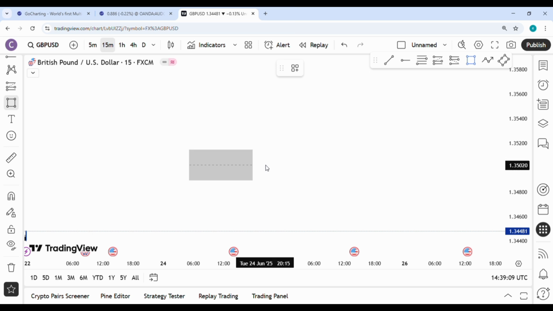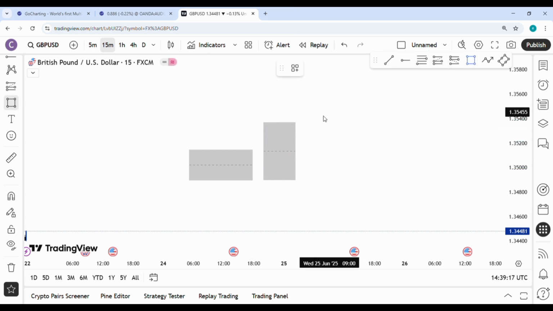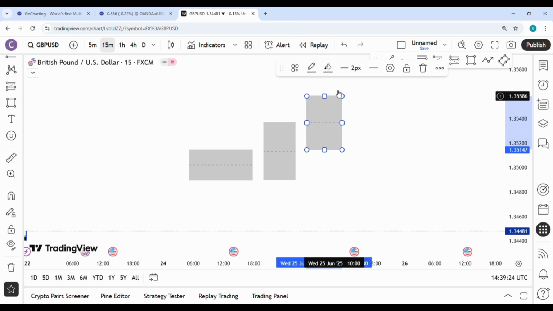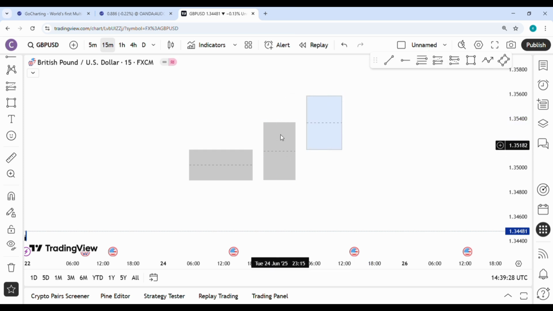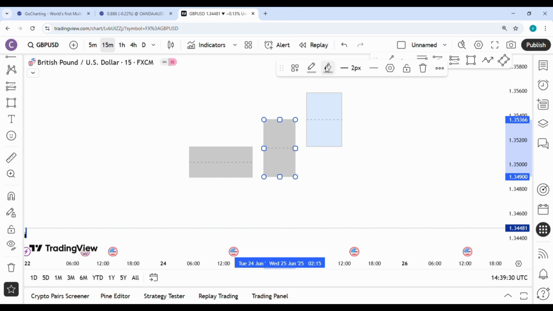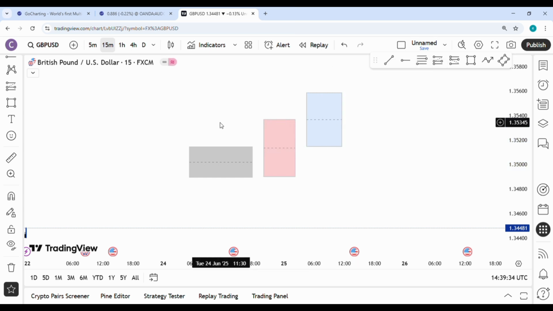And you see something like this. This is how the London Killzone looks. And again, the New York section will be a continuation of the London section. So let's differentiate this. Now these are the three sections that you have: Asian section, London section, and New York section.